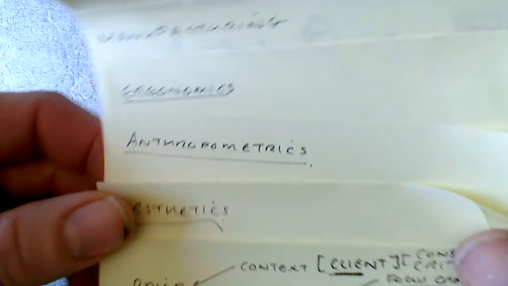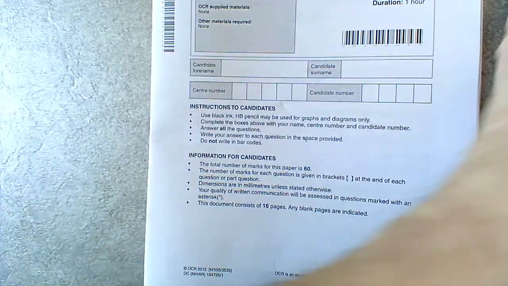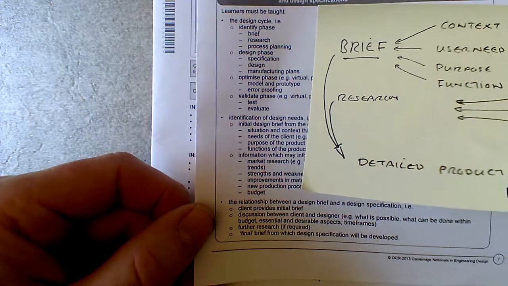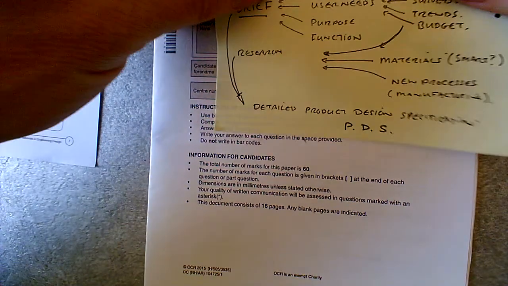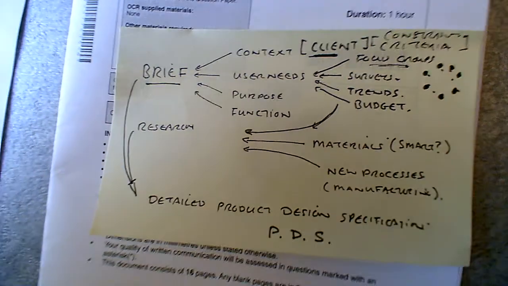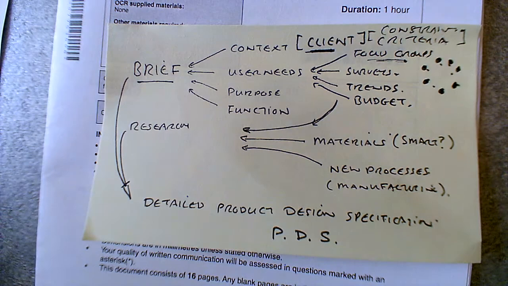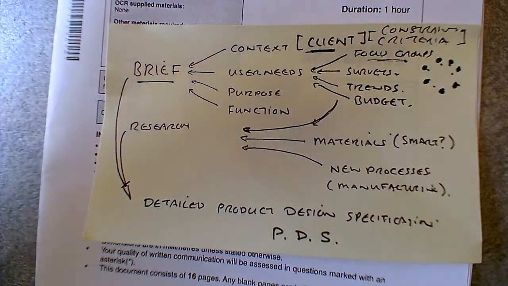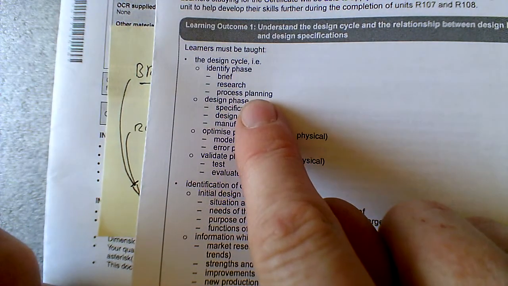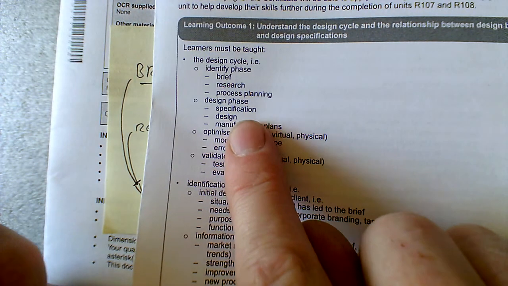To look at the start process then, we'll look at the brief, if you will. This is the first part of the design process, and it's to do with how we find out what design we're going to produce. So here we've got a collection. If we looked here at the design cycle, we're looking at this identify phase and this early part of the design phase.